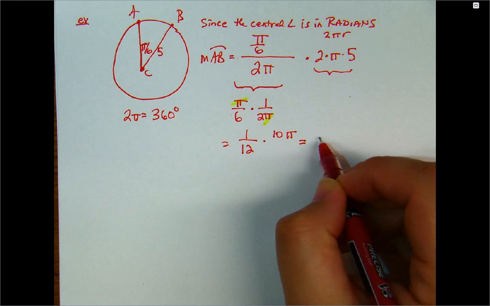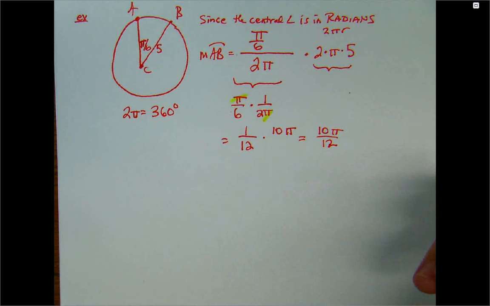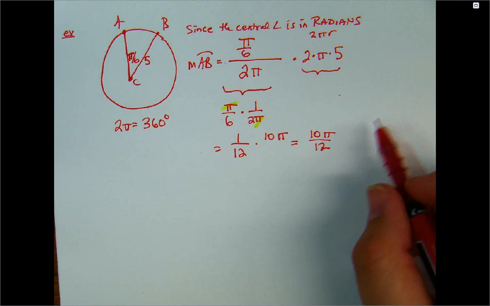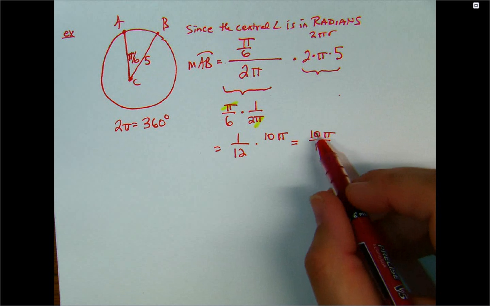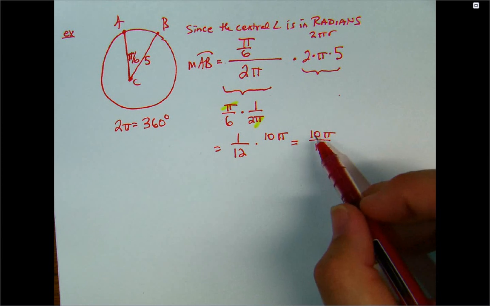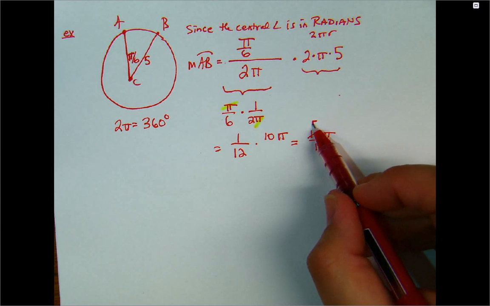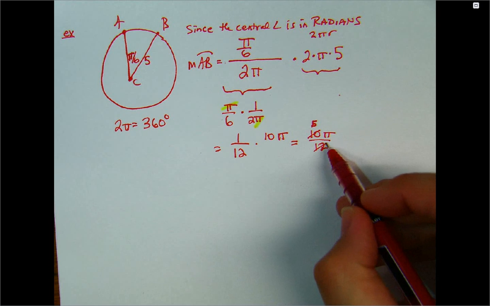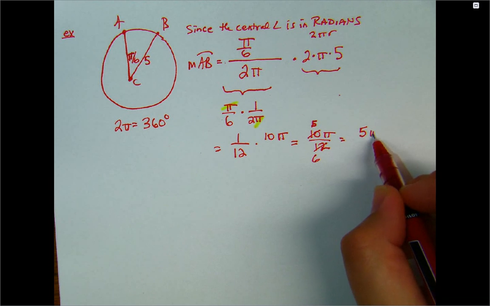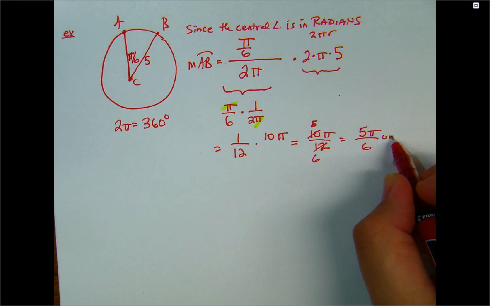Can I reduce that at all? Is there a number that can divide into 10 and 12? Okay. I could divide this by 2. If I divide 10 by 2, I get 5. If I divide 12 by 2, what do I get? 6. So this could be written as 5 pi over 6 as well. And I didn't specify anything, so it's 5 pi over 6 units. So it could be miles for all we know.